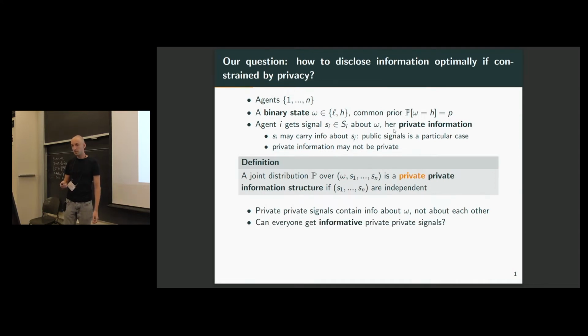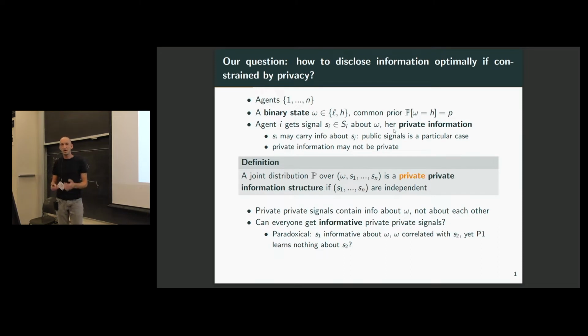And of course, the first question to ask about this setting is whether it is at all possible for different agents to get informative private signals. This question may seem counterintuitive, because how can it be that S1, the signal of the first agent, is correlated with omega, and omega is also correlated with S2, the signal of the second agent, and yet the first agent learns nothing about the realization of S2 from her own signal S1?